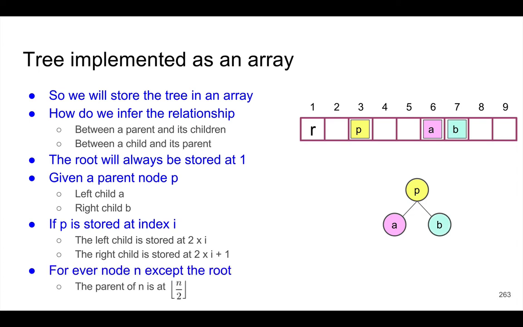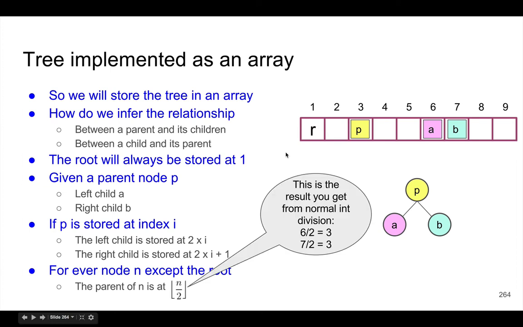Now, if we have a node and want to know who its parent is, we just do the inverse operation of multiplying by 2, and it turns out the floor of n divided by 2 gives us the answer we want. So for example, 6 here, if we divide that by 2, we get 3. And the floor of 7 divided by 2 is also 3. And that's kind of a nice thing.